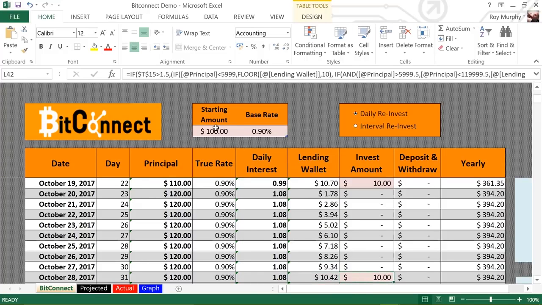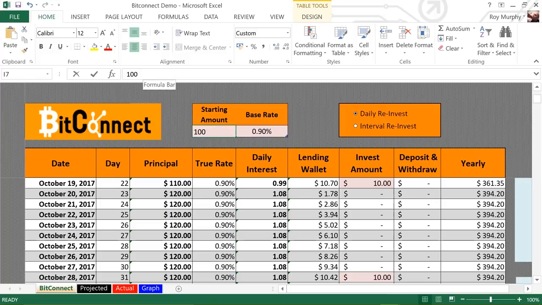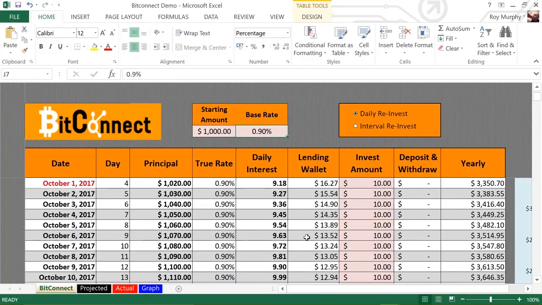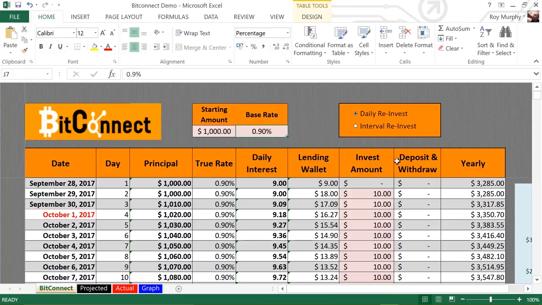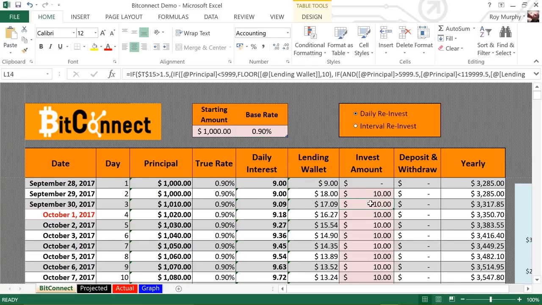Now let's say you change this figure to $1,000. Everything changes. Now you've got your reinvest on day 2, $10. Lending wallet 18. So out of your $18 you take $10, you're left with 8, you get $9.09. The following day you've got $17.09, so you have enough money to reinvest $10 again. You invest $10 on day 3, and you're left with $9.18. It's going up slowly.